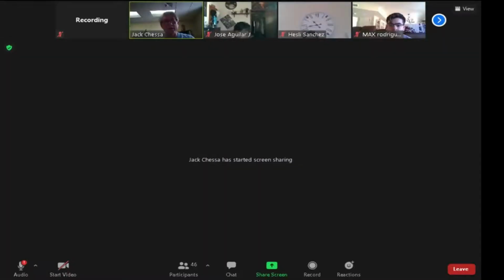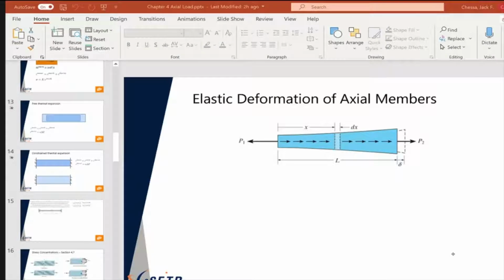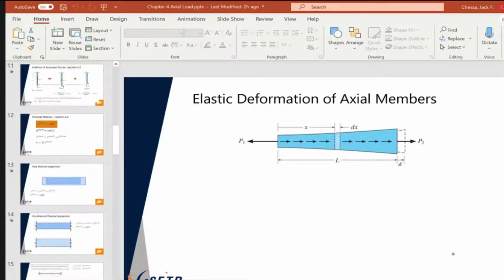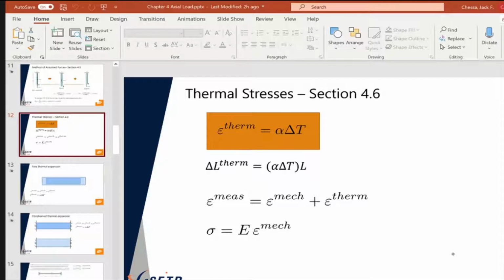Okay, if not, then let me get started with what I want to cover today. Like I said, I want to do two topics. They're not terribly hard, but they are kind of important, so I do want to kill both of them today. The first one is going to be thermal stresses, and the second topic is going to be stress concentration factors, which will probably set us up for our next project. All right, let me go to presentation mode.